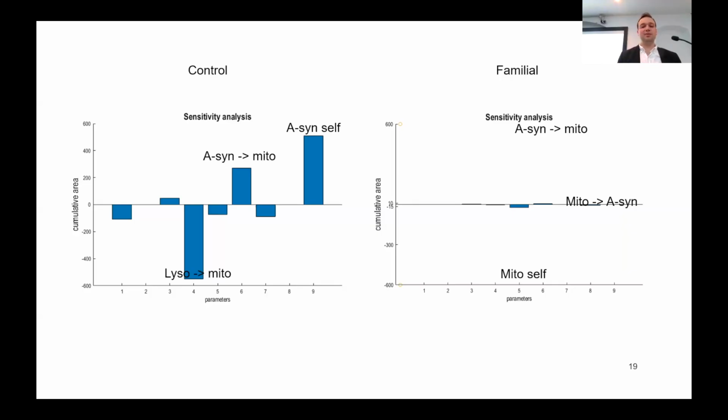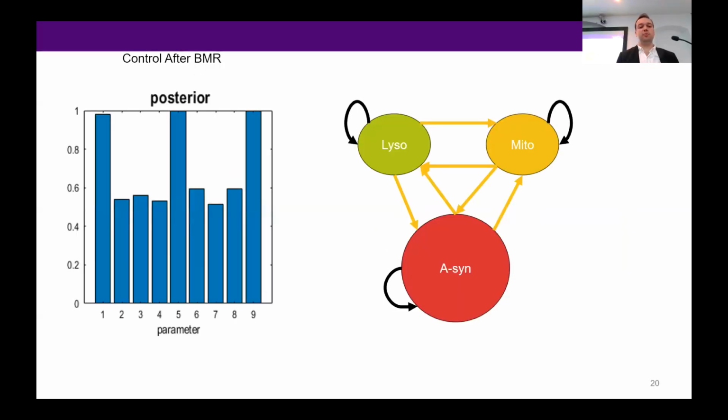There's clearly some impairment. So if we move over to Bayesian model reduction and look at our healthy controls again, it's not really getting rid of any connections.